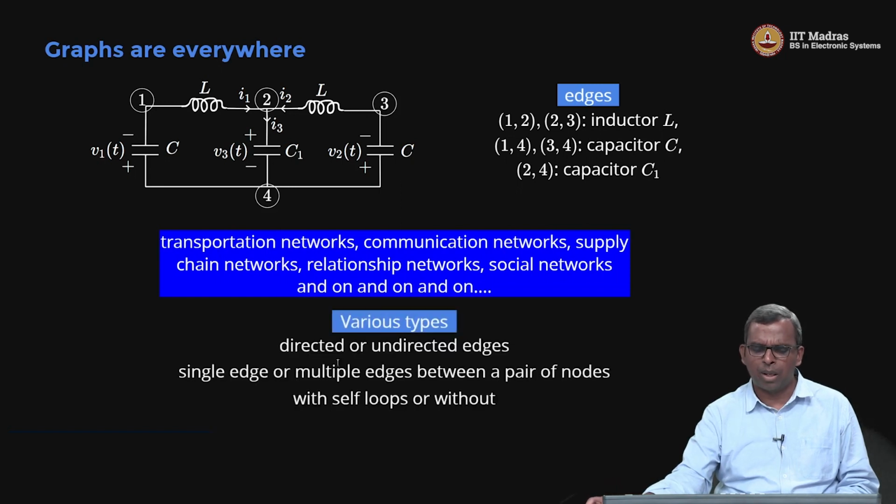And there are various types. You may have directed and undirected edges, single edge or multiple edges between a pair of nodes. There may be self loops, or there may not be self loops. All these are various things. So graphs are indeed everywhere. We're going to study how linear algebra connects to graphs, how matrices enter the picture here.